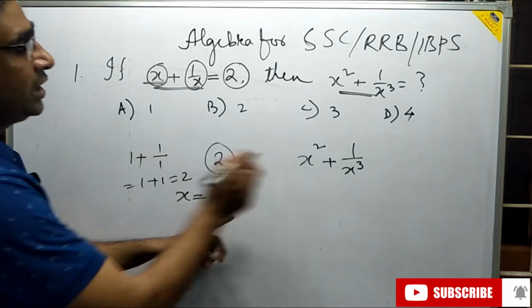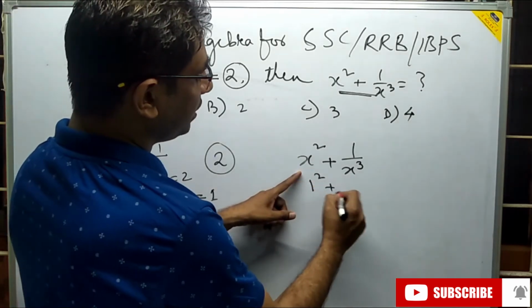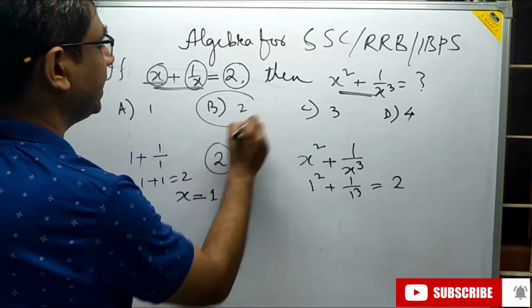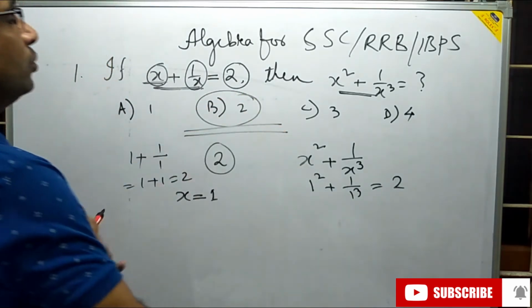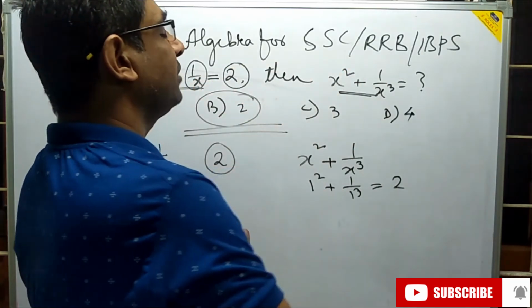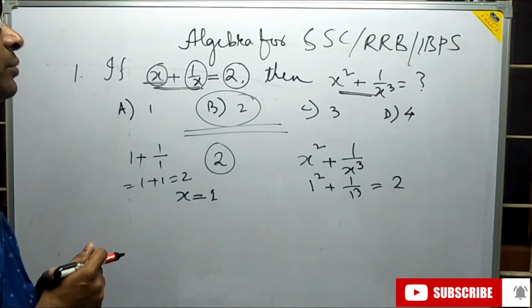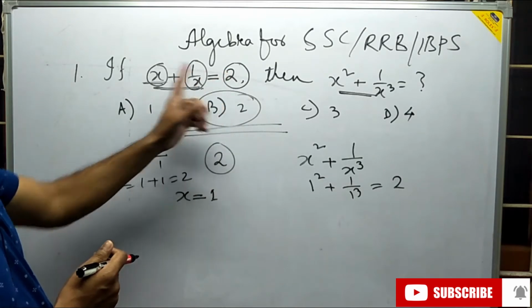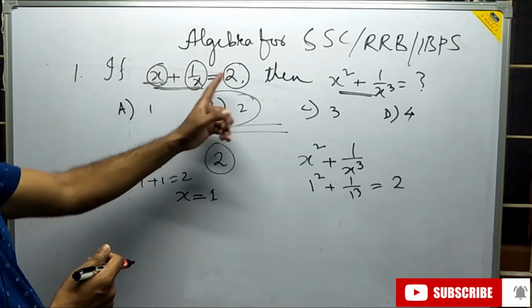If x equal to 1, put the value here, 1 square plus 1 cube, this is equal to 2. So the answer is 2. The value of x square plus 1 by x cube is equal to 2. Only 2 we can use here because the sum of two numbers is equal to 2.